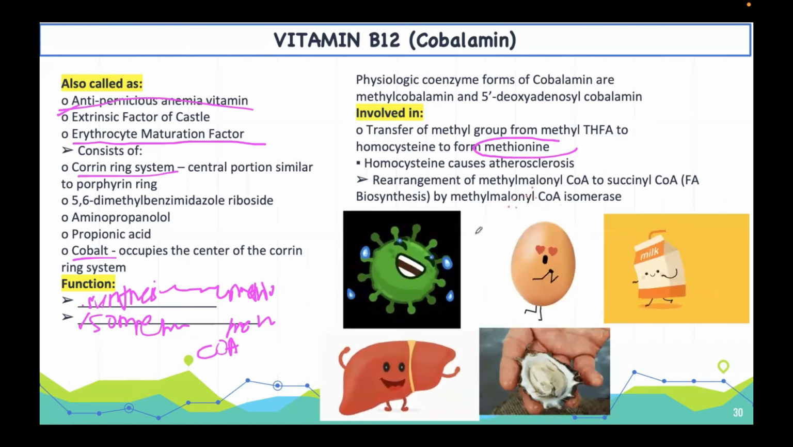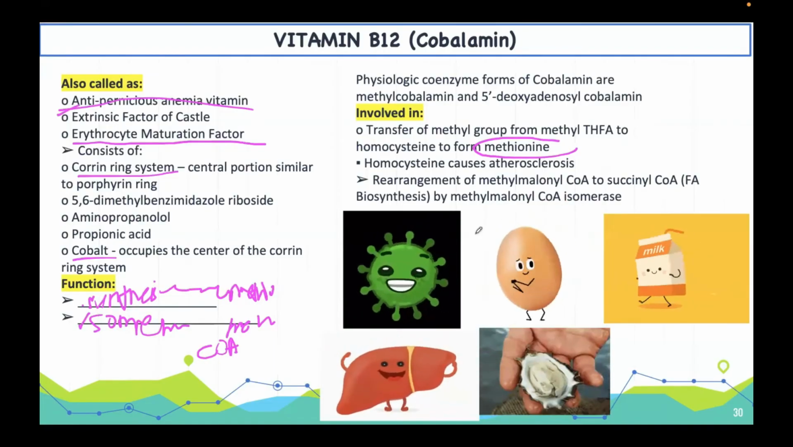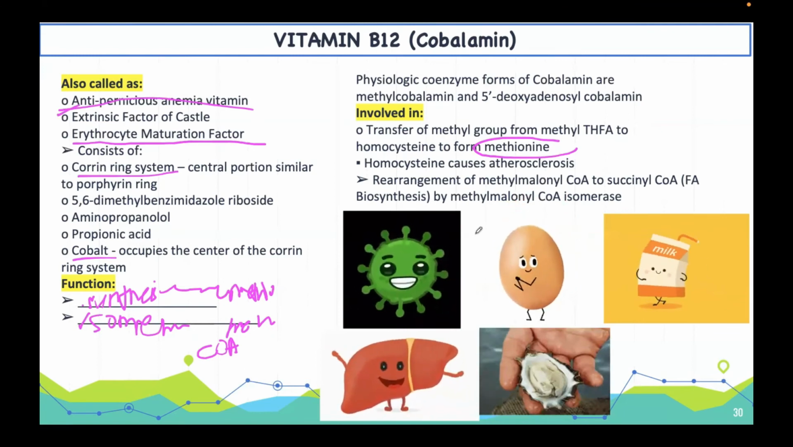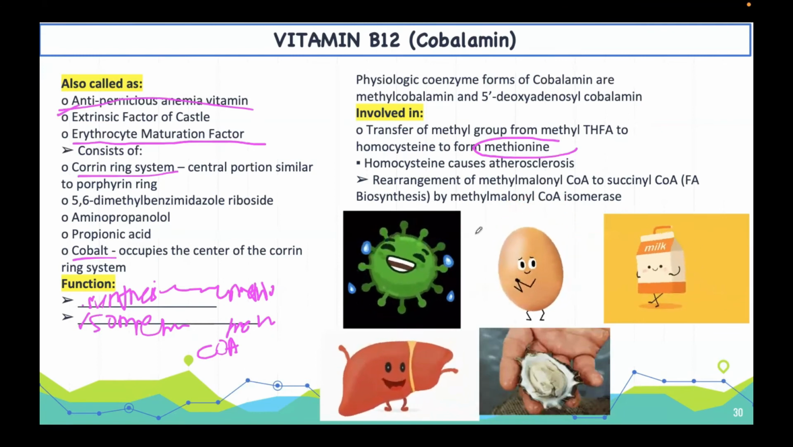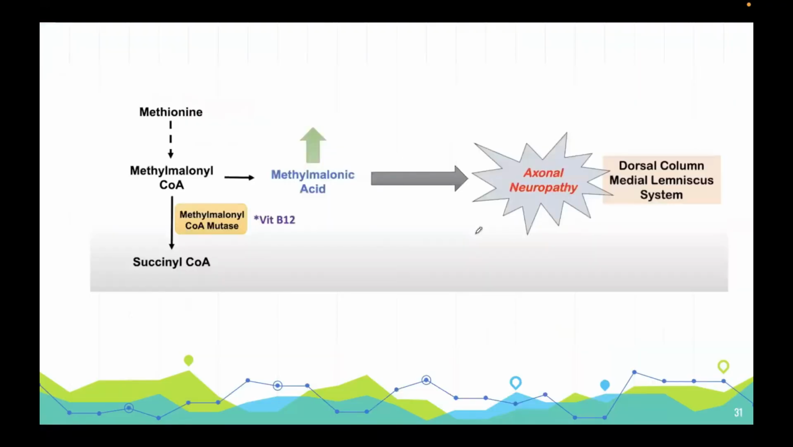Okay, pakitandaan po yun. So your vitamin B12 or your cobalamin, like what we've mentioned on its function, is involved in the isomerization of your methylmalonyl CoA. So ano po ba yung sinasabi ni ma'am na methylmalonyl CoA? Tingnan po natin sa ating diagram. Yung methylmalonyl CoA po natin, important po doon si vitamin B12 because it acts upon this enzyme. This is what we call methylmalonyl CoA mutase.